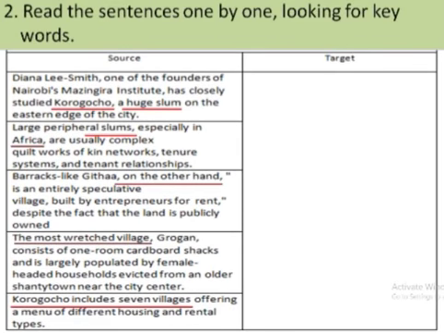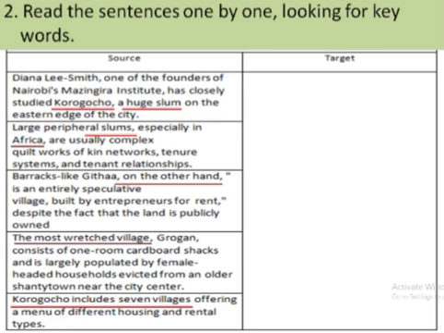Read the sentences one by one, looking for keywords. So if we start from the first one, Diana Lee Smith, one of the founders of Nairobi's Mazingira Institute, has closely studied Korogocho. You say, okay, there's a name. A huge slum on the eastern edge of the city. Now we don't know what's a keyword in this sentence. Anything can be there. We move on to the next one. Large peripheral slums. Now slums comes again. So we go back to the previous one and mark a huge slum. And here also we mark slums because these are connected to each other, especially in Africa.